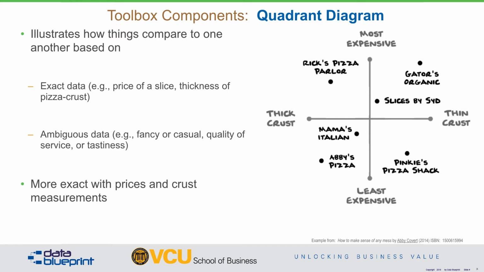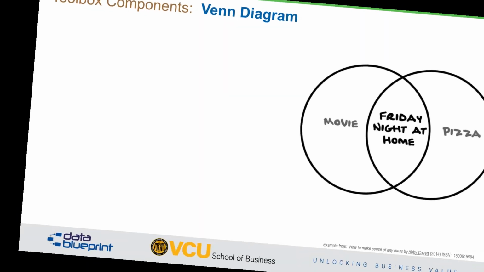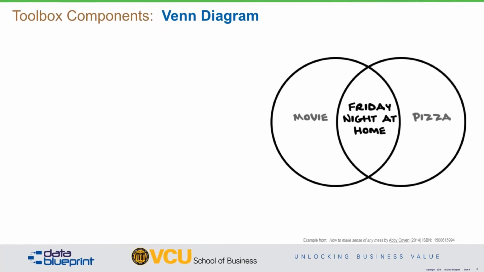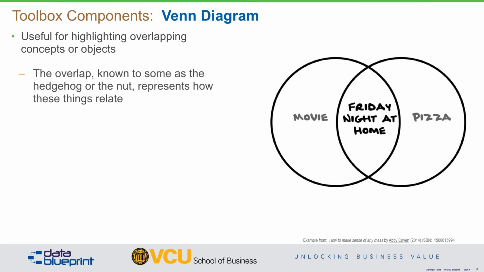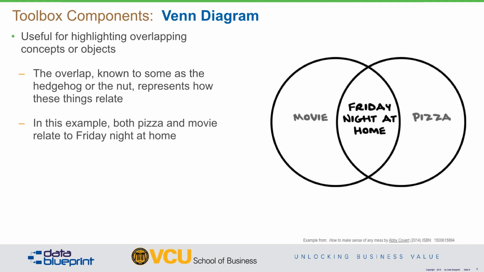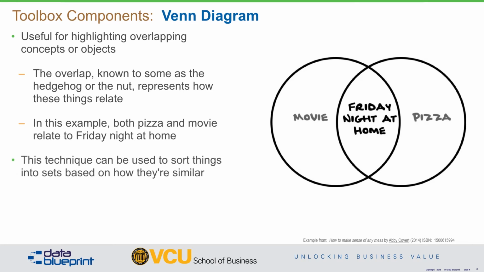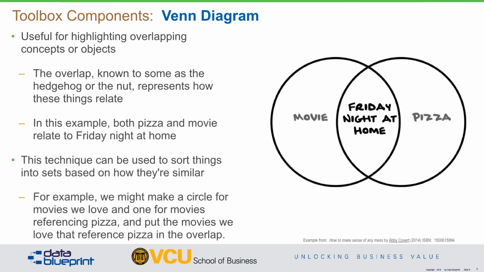Again, I'm not saying you're going to do this for pizzas, but certainly for what we're looking at in the problem set, it will be very interesting. Venn diagrams, again, showing overlapping concepts or objects. I showed in one of the other videos the overlap between BI and analytics, because nobody can really tell the difference between them. So some people don't quite know how things relate. Well, if I can have a movie and pizza, it means I can have Friday night at home, right? That may be a very good thing, or you may do something completely different.